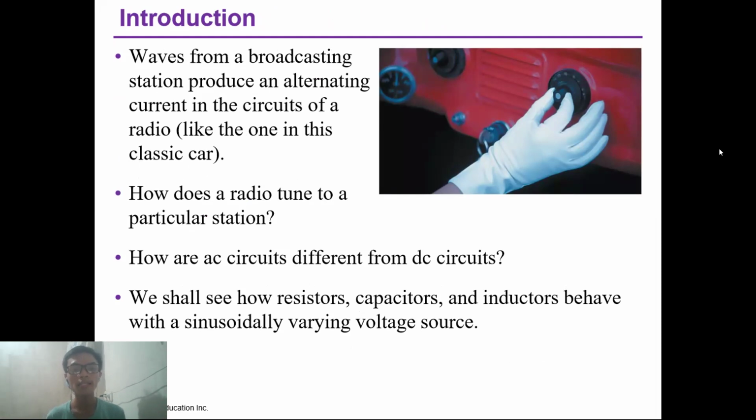And how are AC circuits different from DC circuits? Unlike DC circuits, AC circuits have voltages and currents that vary sinusoidally with time. Resistors, capacitors, and inductors behave differently under AC than DC. So kindly discuss what's one everyday device you use that relies on alternating current. So, what do you think?